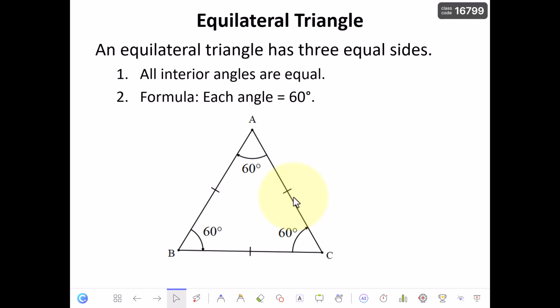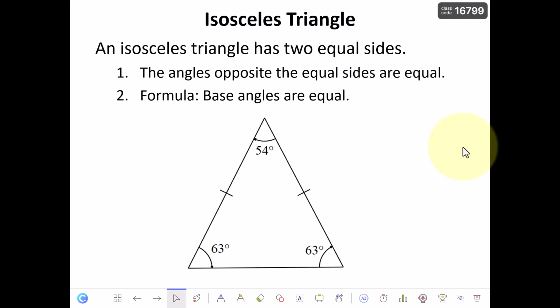The next one we are moving to is the isosceles triangle. Okay, this is an isosceles triangle. In an isosceles triangle, you discover that two sides are equal. Then for the two sides that are equal, the base angles opposite the two sides are also equal. So this is a simple sketch for you to understand this. An isosceles triangle has two equal sides. The angles opposite the equal sides are equal. Then the rule is base angles are equal.